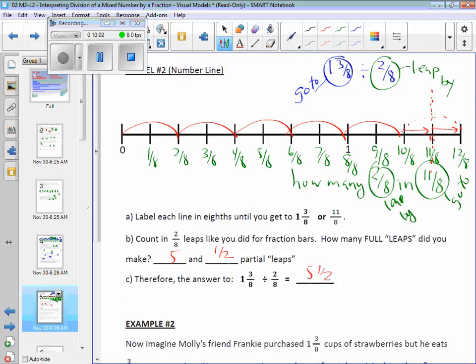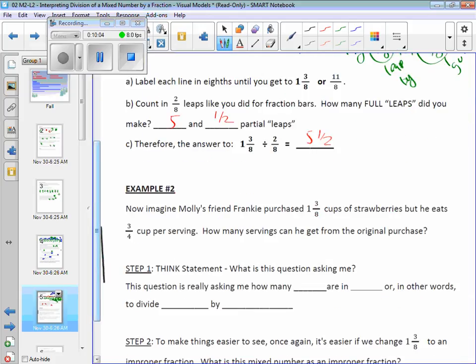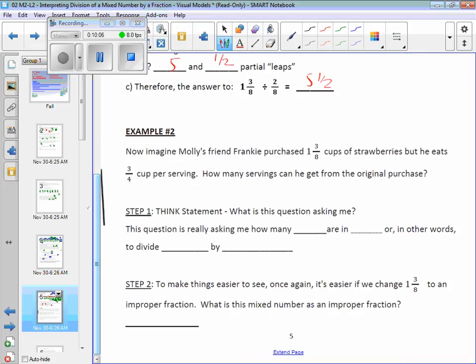Let's do this one together. Read it quietly to yourself. All right, first the think statement. Eth, how many what and what?